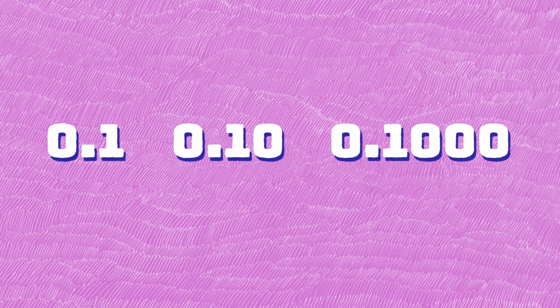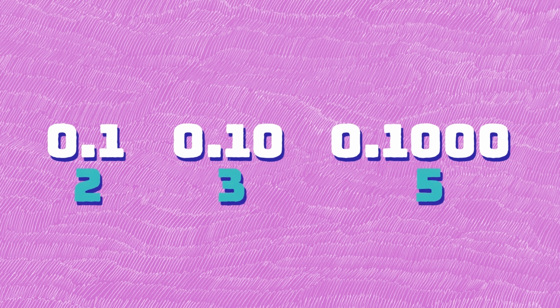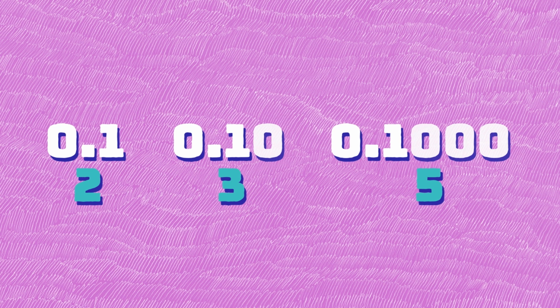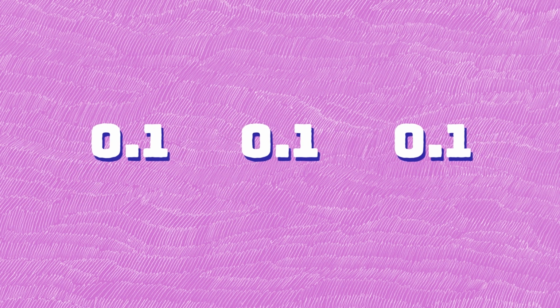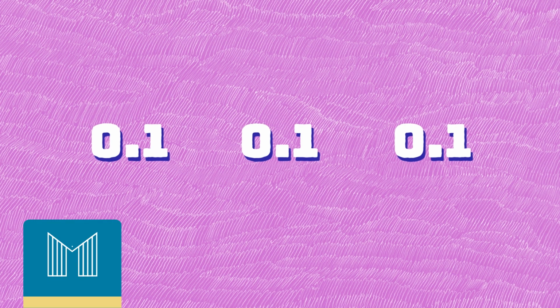Let's look at three numbers. Which is the largest and which is the smallest? 0.1, 0.10, or 0.1000. If you're using the old rule, you might be counting how many digits there are. You might think that 0.1000 is the largest number. Actually, they're all the same. The noughts after the last value don't change anything. So 0.1 is the same as 0.10 and 0.1000.